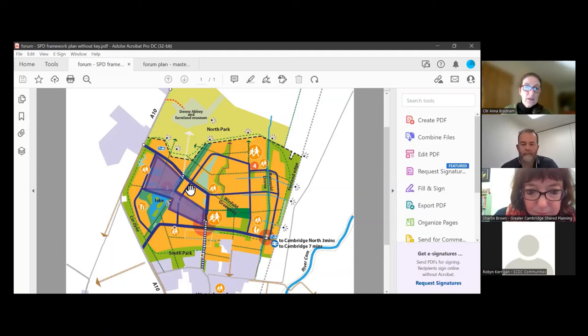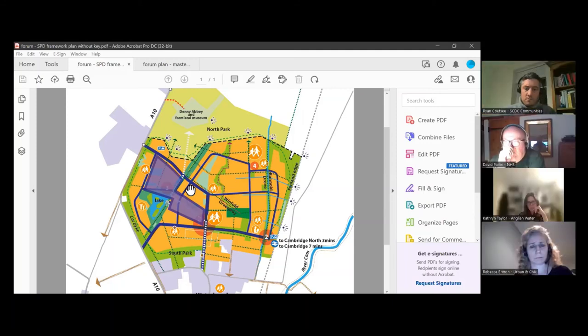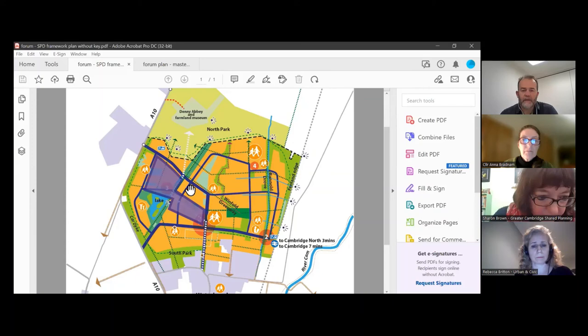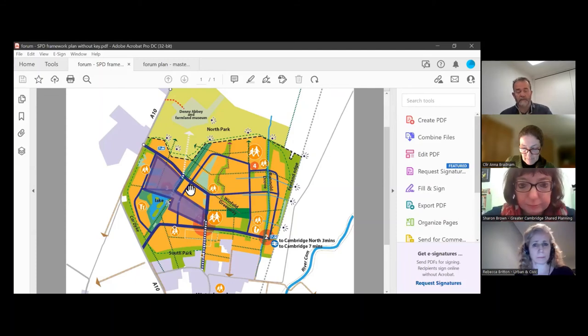So would that be for Mike Huntingdon, or would it be for Urban and Civic? I think it might be one for Urban and Civic, other than to say where it says South Park, my understanding is there's going to be a cricket pitch there, at least. But I think maybe Caroline or Rebecca might be best placed to talk about that.